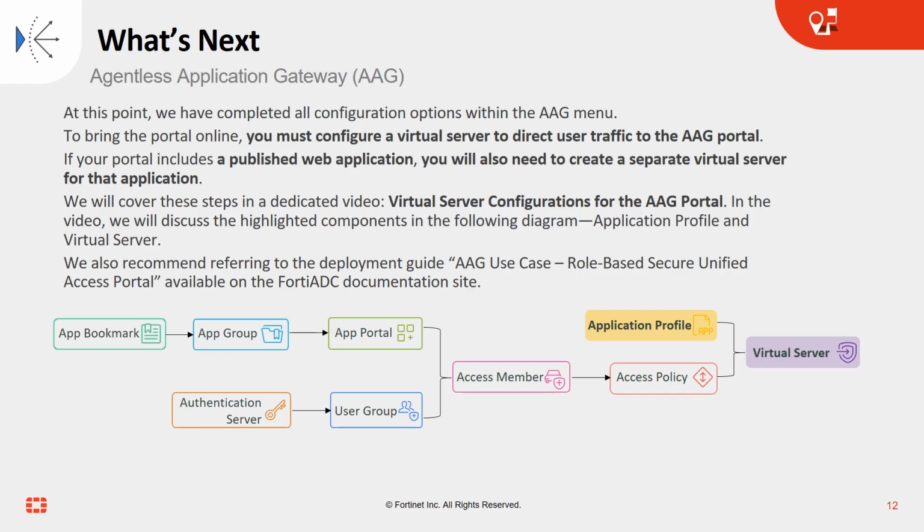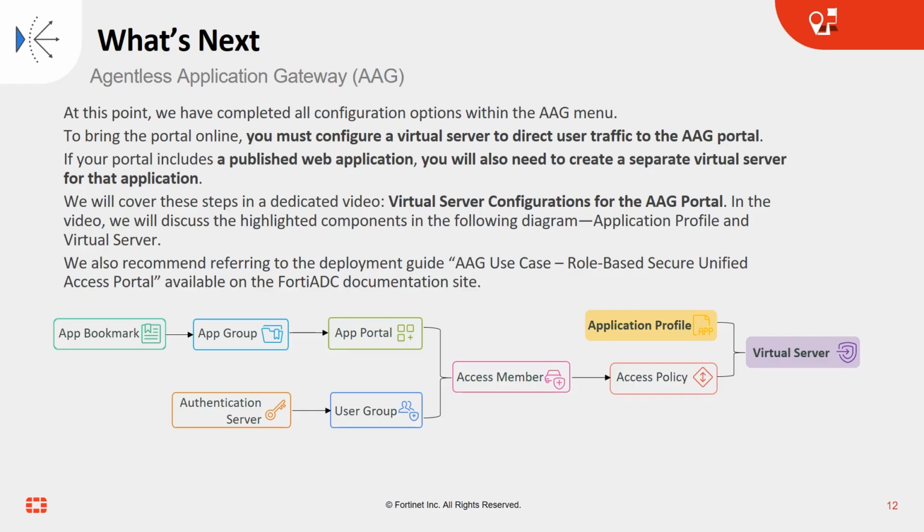To bring the portal online, you must configure a virtual server to direct user traffic to the AAG portal. If your portal includes a published web application, you will also need to create a separate virtual server for that application. We will cover these steps in a dedicated video, Virtual Server Configurations for the AAG portal.